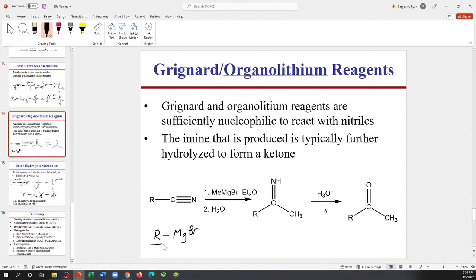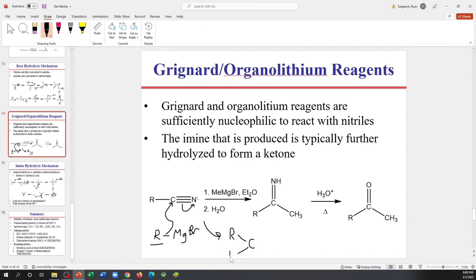The carbon that represents this R group right here carries a significant negative charge. So when we take these electrons away from the magnesium and plug them into the carbon of the nitrile and push those electrons out onto the nitrogen, we have changed a significant negative charge on a carbon to a significant negative charge on a nitrogen. And under basic conditions that can handle a negatively charged carbon, they can definitely handle a negatively charged nitrogen.